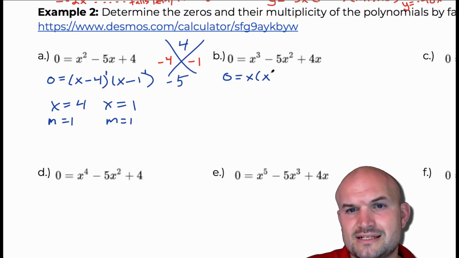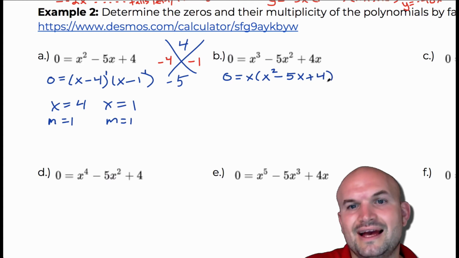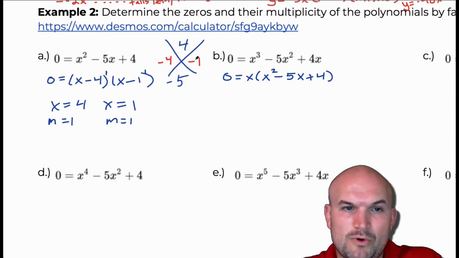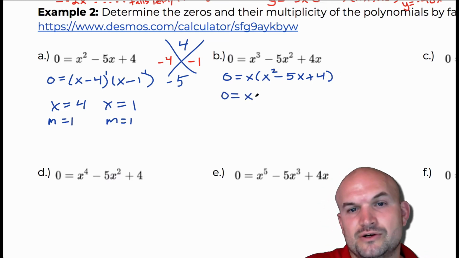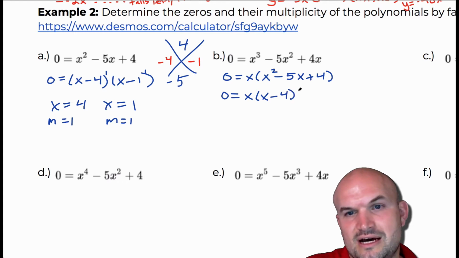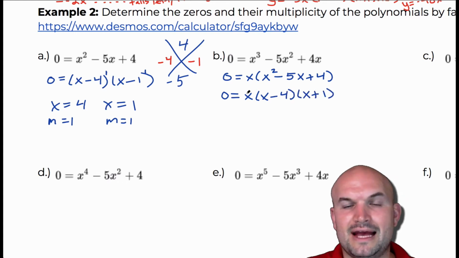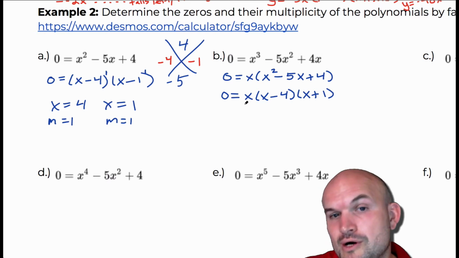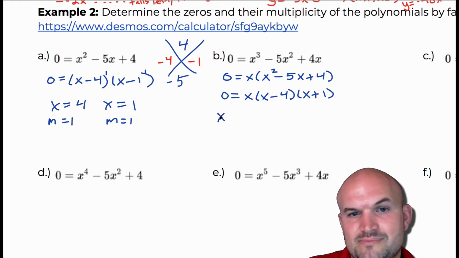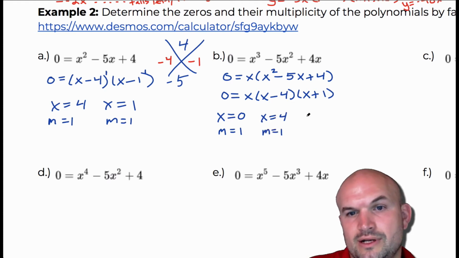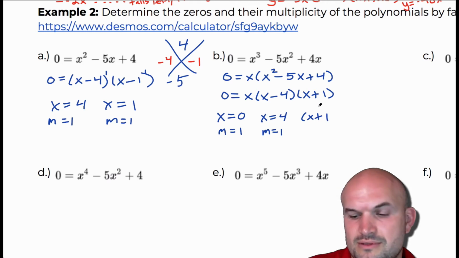So by factoring out an x, I'm left with x squared minus 5x plus 4. And now you can see, oh, this is the exact same quadratic that I have over there. I can easily factor that. So now 0 equals x times (x minus 4) times (x plus 1). Okay? And again, you could rewrite this as x minus 0 like I did previously. So when you use the zero product property, that's basically x equals 0 with a multiplicity equal to 1. This is going to be x equals 4 with, again, a multiplicity equal to 1. And this would be an x plus 1.